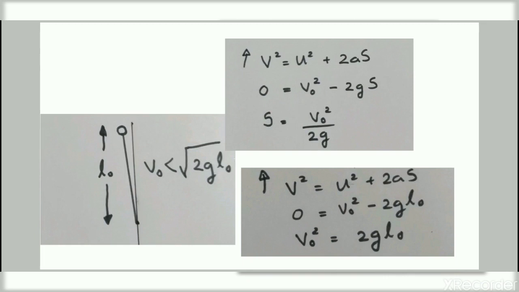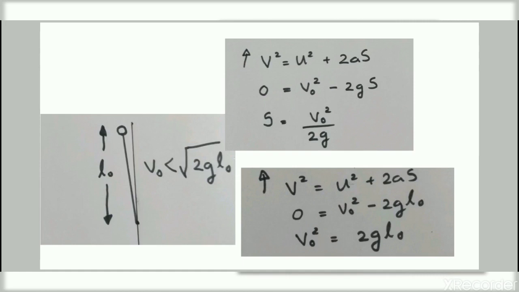And we can see the ball will go upwards, and the terminal velocity will be 0, and the initial velocity will be v0, and since we are using the equation in the upward direction, we can use it positive. The gravitational field is acting in the opposite direction, so minus 2gs, and we can take s as v0 squared upon 2g, and that is the answer.